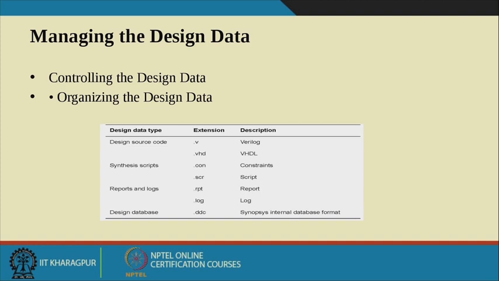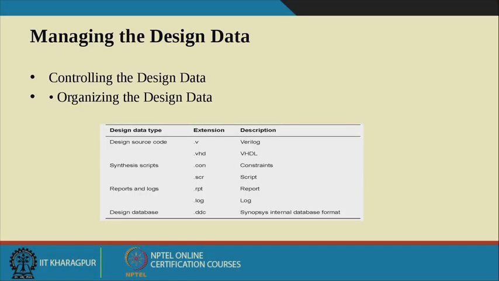At that time you have to control, or you have to organize, the design data. Organizing the design data means the design source code, which will have the extension .v for Verilog, .vhd for VHDL. The synthesis scripts. Synthesis script means putting all this information, all these commands, for Design Vision in either .con or .scr.